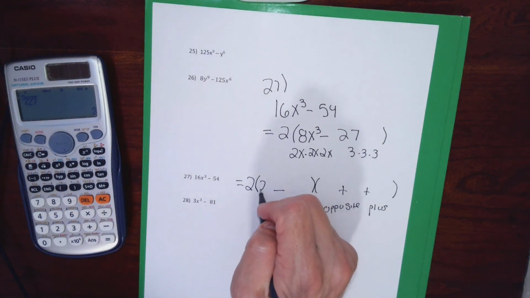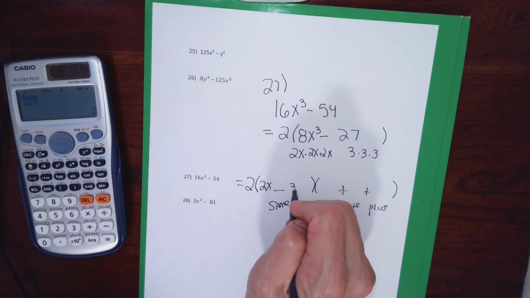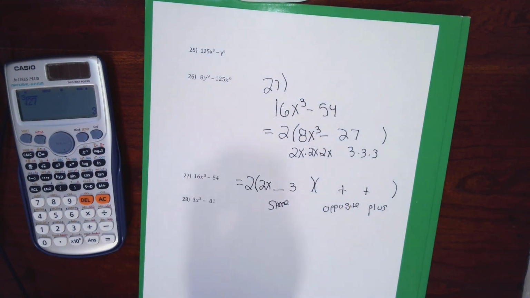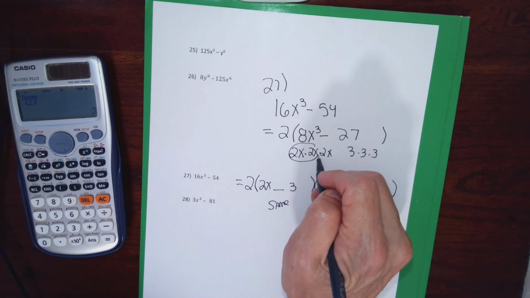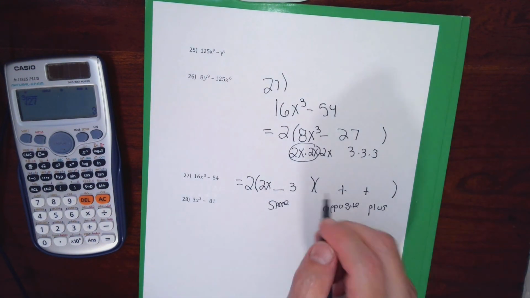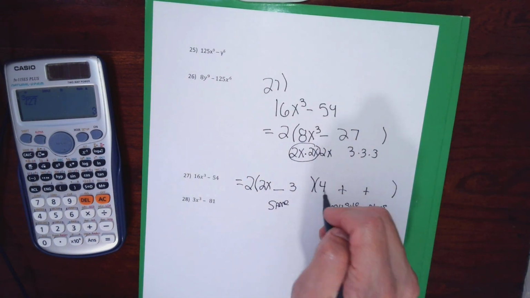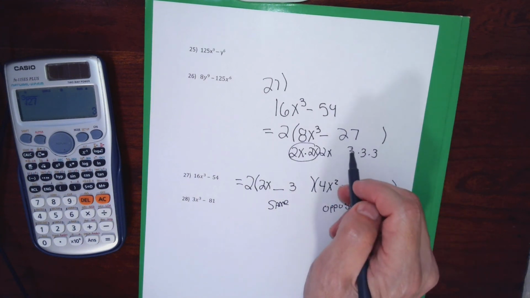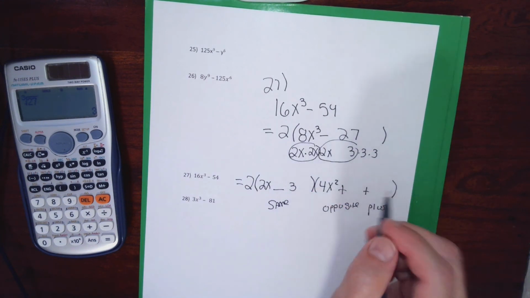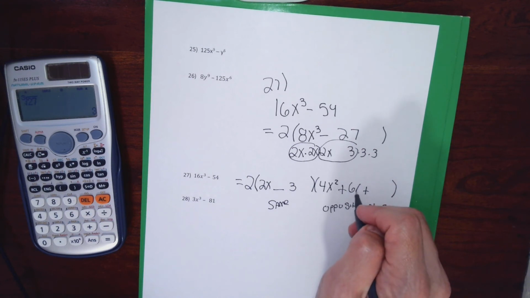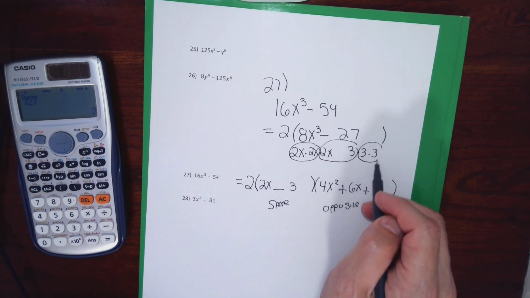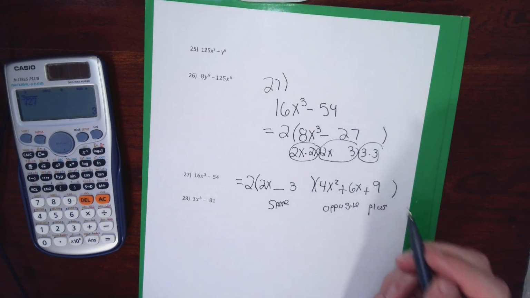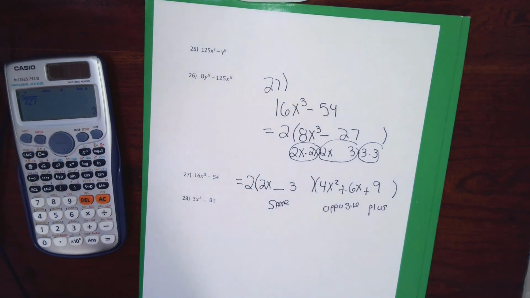One of the 2x's and one of the 3's go in my first parentheses. My second parenthesis starts with 2x times 2x. I multiply the 2's and get a 4. I multiply the x's and get an x squared. Then I do 2x times 3, and I get 6x, and then I do 3 times 3, and I get 9. Second parentheses, always prime, and that's the whole answer.